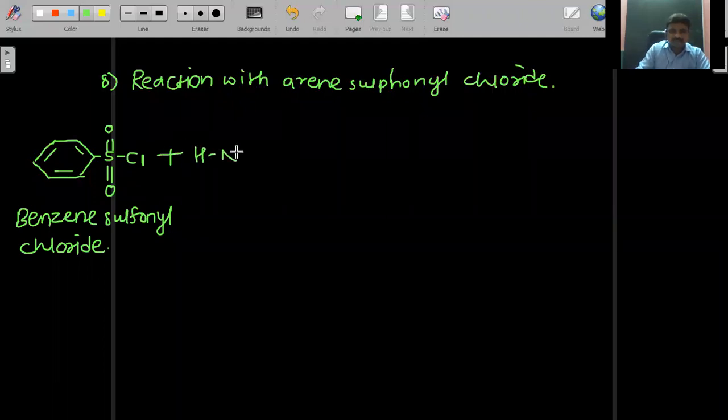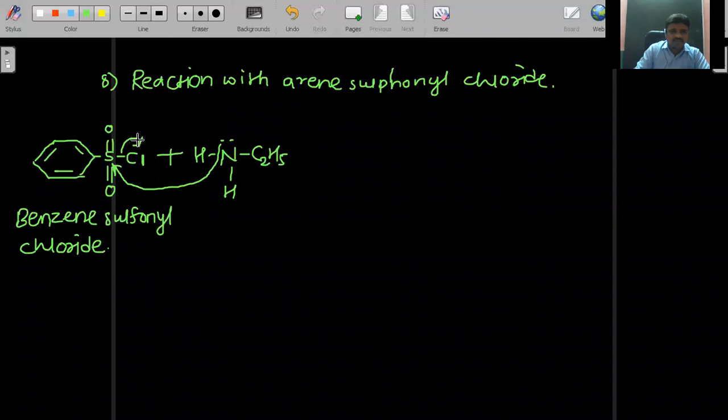So let us take here primary amine as C2H5NH2, and this nitrogen carries lone pair of electron. Now this chlorine carries delta minus charge and sulfur carries delta plus charge. So this lone pair on nitrogen attacks on sulfur. Simultaneously, this sulfur chlorine bond is ruptured and hydrogen and chlorine combines with each other to give HCl as a byproduct. Okay.